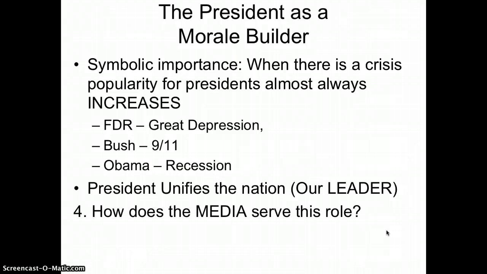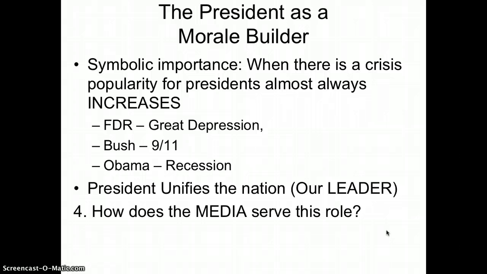Now, one thing you want to think about is how the media serves this role. The media are going to be the ones reporting on the crisis. The media are going to be how we know about it. And then the media are always going to turn to the president, and it's the president's chance to make an important statement, the president's chance to really drive home what they want. And so presidents use these crises as an opportunity to get what they want.